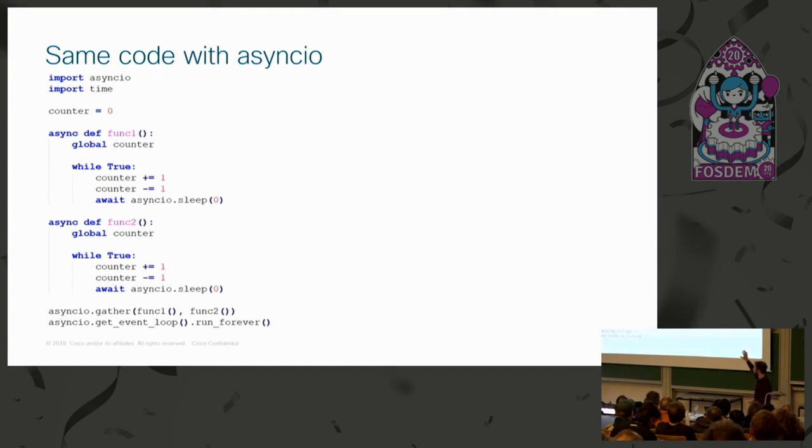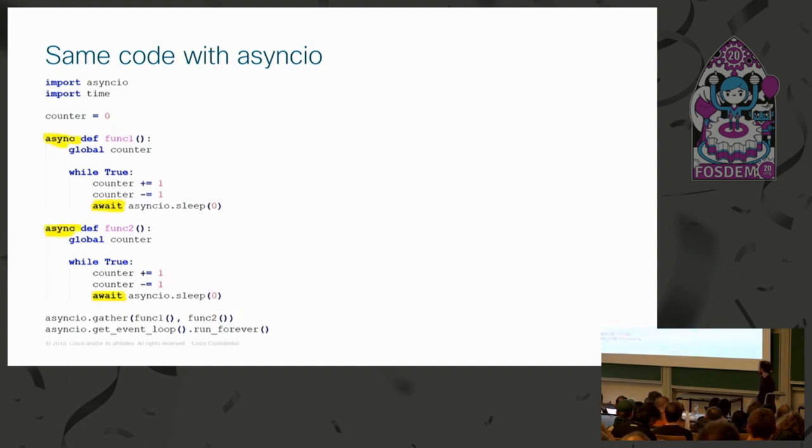So here we have also two functions, function one and function two. And we are going to run these in parallel and do the same thing, the same increments and decrements. Now, you see that these functions are not normal functions. There's async in front of the def keyword, which means that's an asynchronous function. And then there's an await as well.